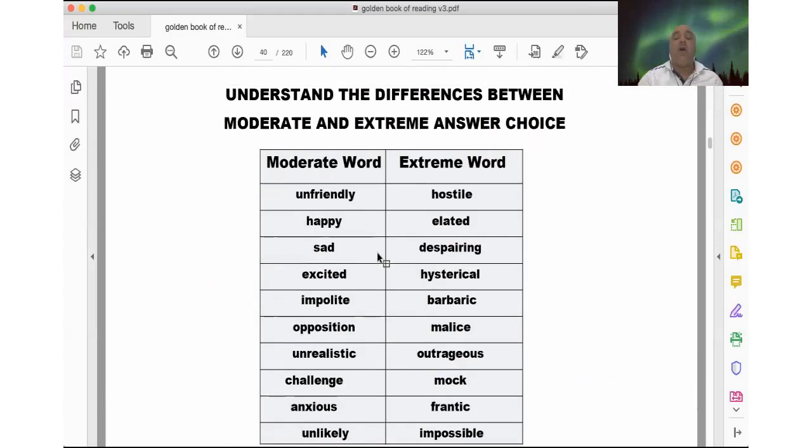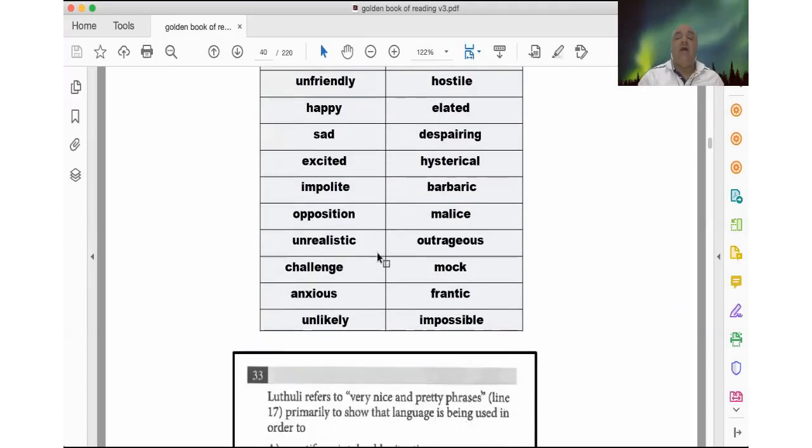Look at the differences between the extreme words and the moderate words. You may say hostile. Hostile is an extreme word. But if you want to be moderate, you can say unfriendly. You can say impossible. It's an extreme word. But if you say unlikely, it is a moderate word.